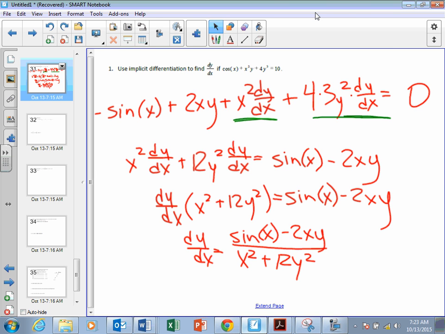Okay, so that's implicit differentiation. That's stuff you should already know how to do. That's a problem that could have been right on your test over implicit differentiation.